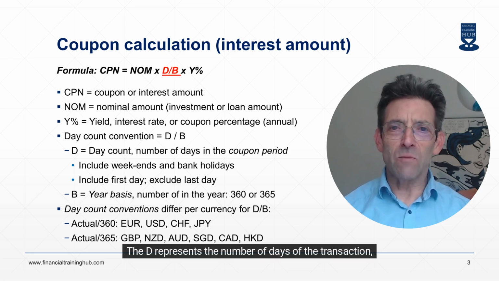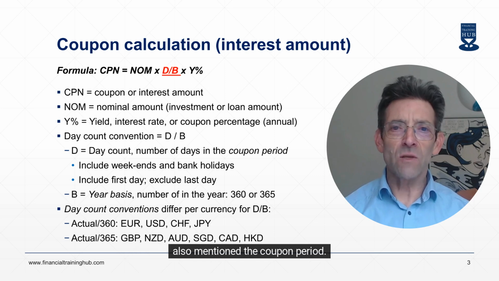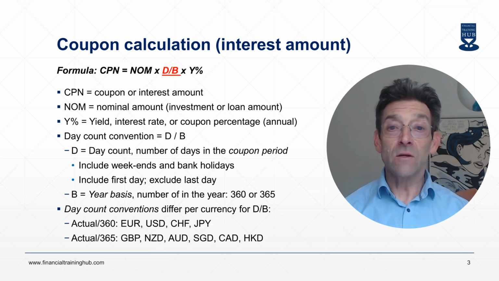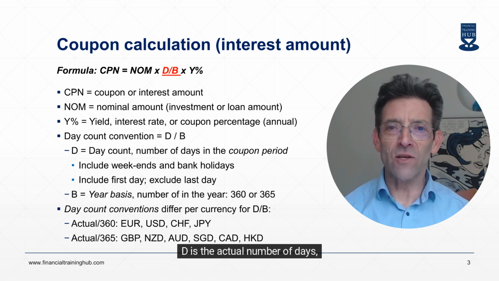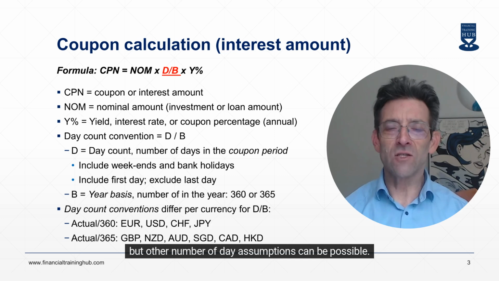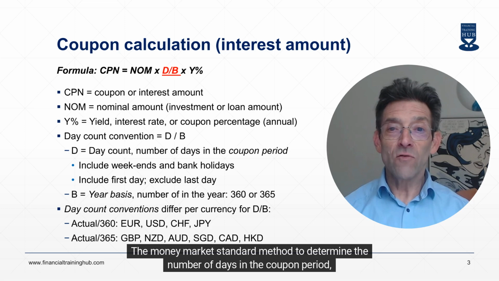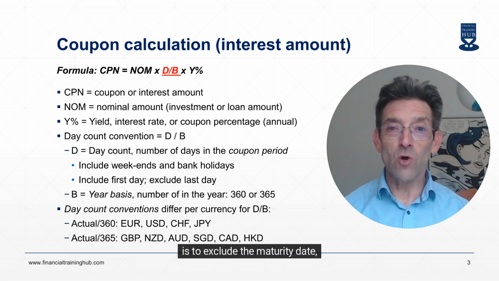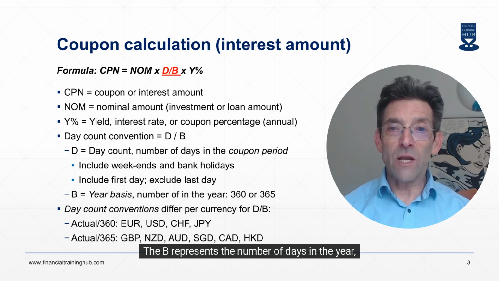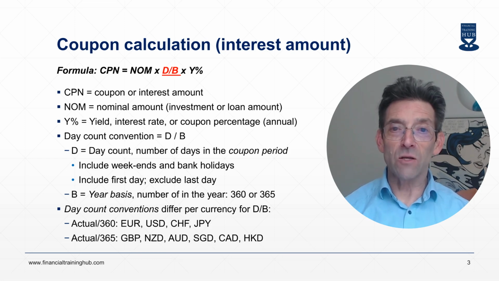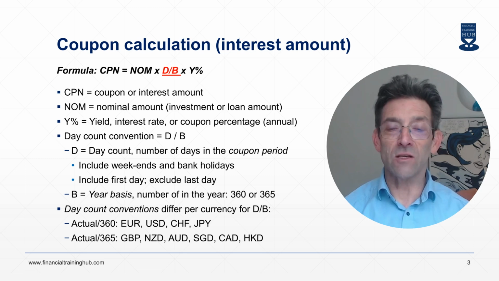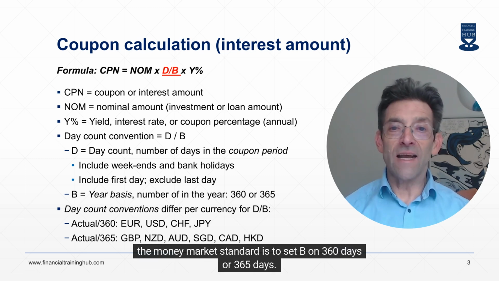The D represents the number of days of the transaction, also called the coupon period. Often, D is the actual number of days, but other day-number assumptions are possible. The money market standard method to determine the number of days in the coupon period is to exclude the maturity date, but to include the start date. The B represents the number of days in the year basis. Depending on the currency, the money market standard is to set B at 360 days or 365 days.